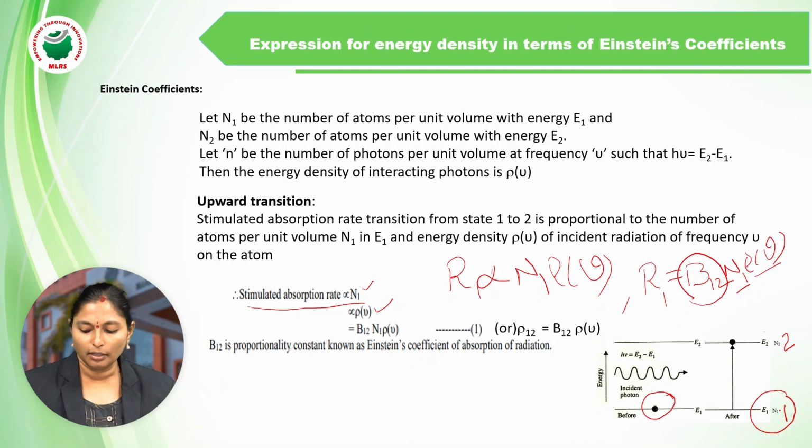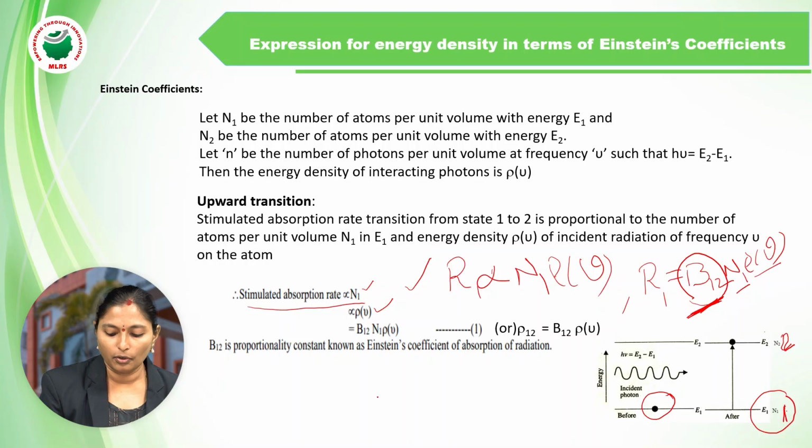Why 12? Here the transition is occurring from the ground state to the excited state. Ground state means 1 and excited state means 2, because here we are considering only the 2 levels. This B12 we are going to call the Einstein coefficient for stimulated absorption. So this is the first Einstein coefficient.